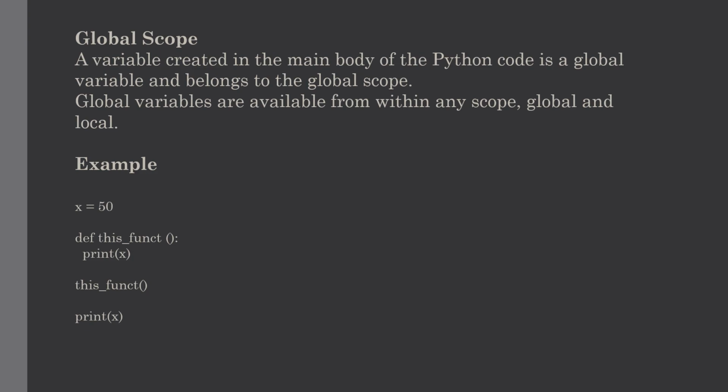Now let's go towards the global scope. A variable which is created in the main body of the Python code is a global variable and belongs to the global scope. Global variables are available from within any scope, global as well as local. So when we create a variable in the main body of Python, you can use it inside the function or outside the function. Let me show you how.